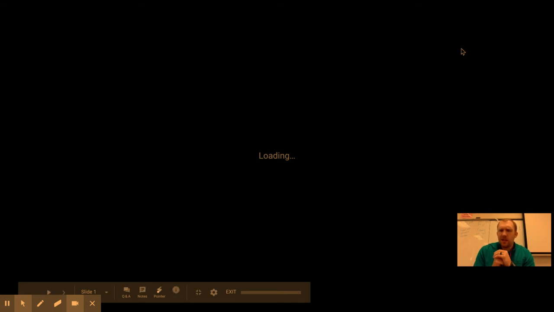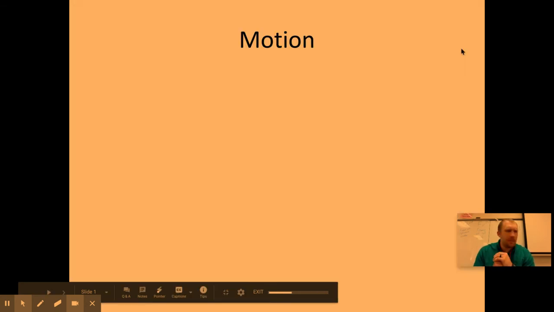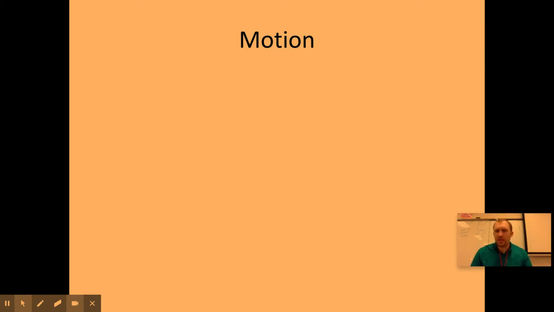Once things load here, my computer's being a little slow. There we go. So a reminder from your learning target sheet, which you can either print out or is in Google Classroom, BP1 is about how do we describe a moving object. And that's what today's notes are going to be on.